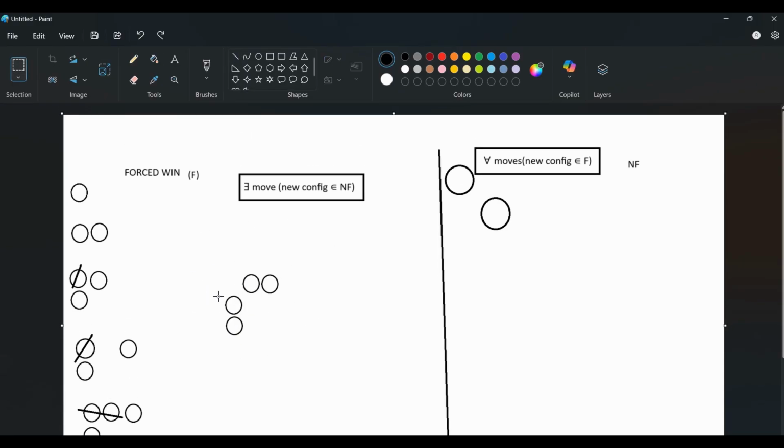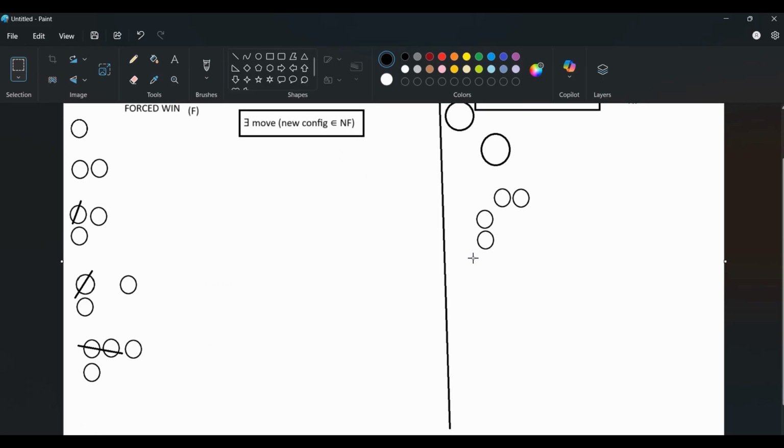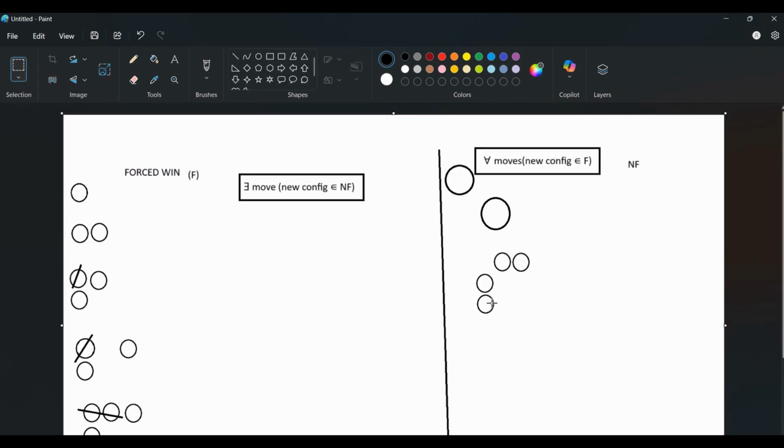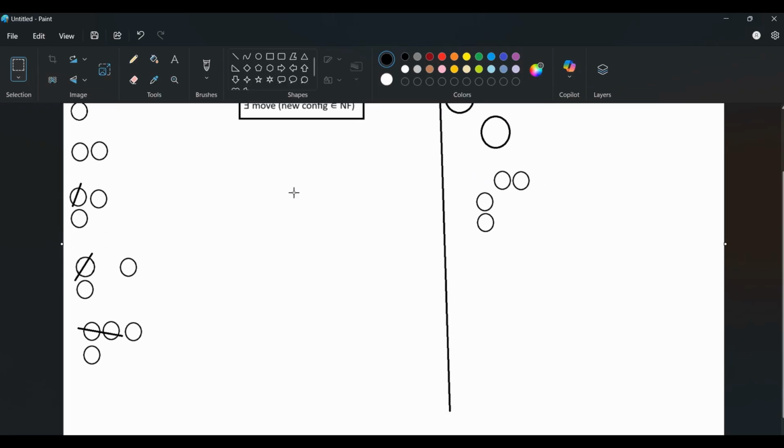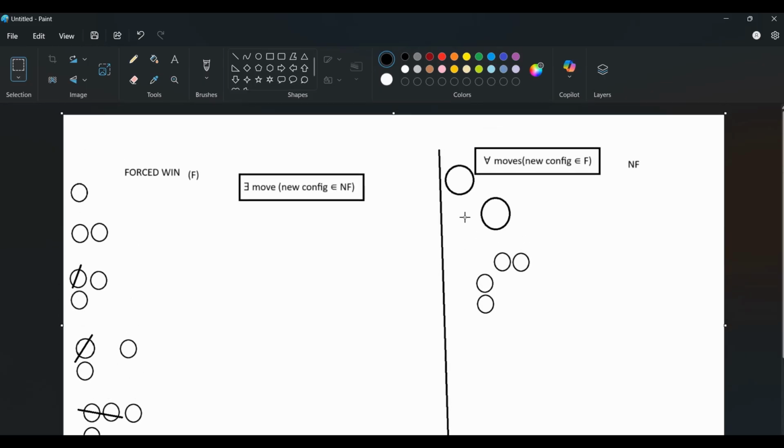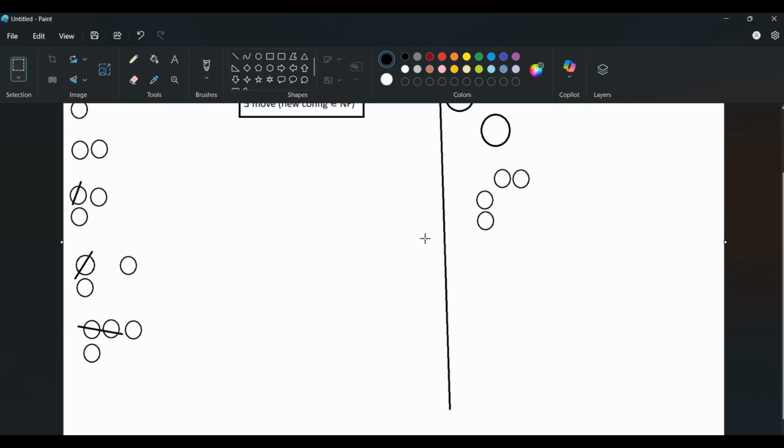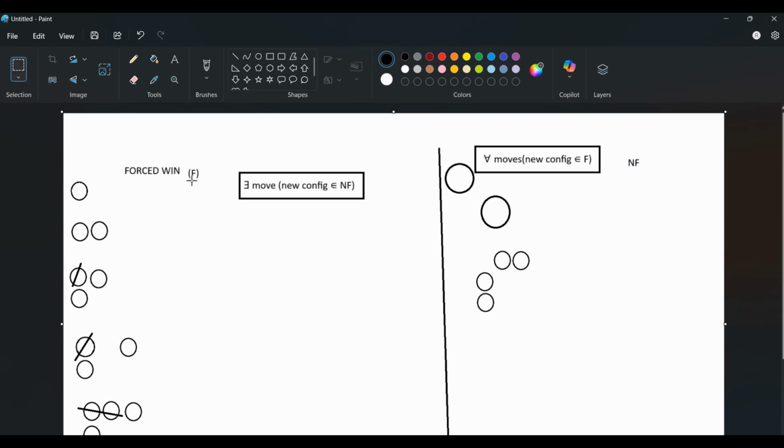So that means that whoever gets this configuration has to lose. So I wouldn't want to get such a configuration because there's always a strategy for the other player to win once you remove any tokens. So we have two configurations which belong to NF and a few which belong to F, and we can populate these one by one. Let's analyze.